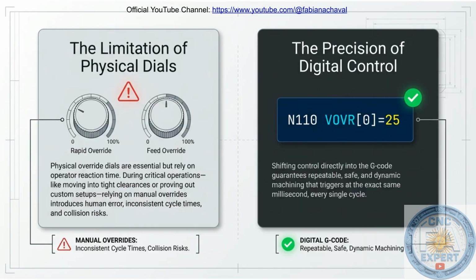While physical override dials are essential, they rely heavily on operator reaction time. During critical operations, like moving into tight clearances, relying on manual overrides introduces human error, inconsistent cycle times, and collision risks. By shifting control directly into the G-code, we guarantee repeatable, safe, and dynamic machining that triggers at the exact same millisecond every single cycle.